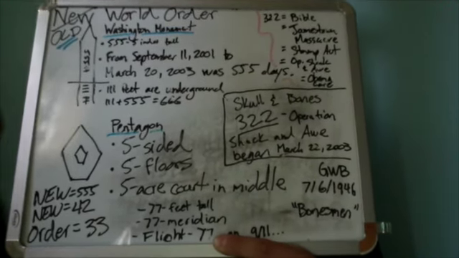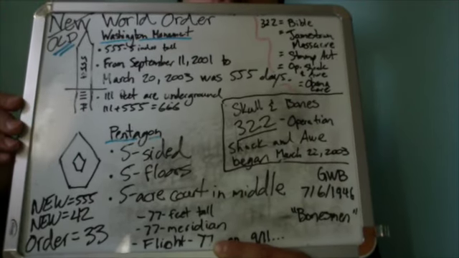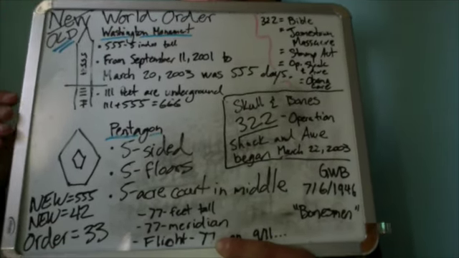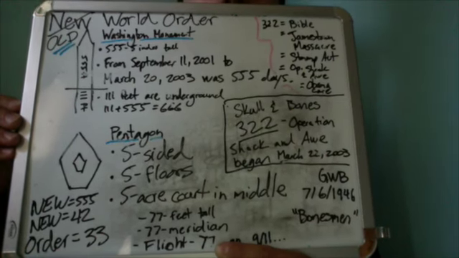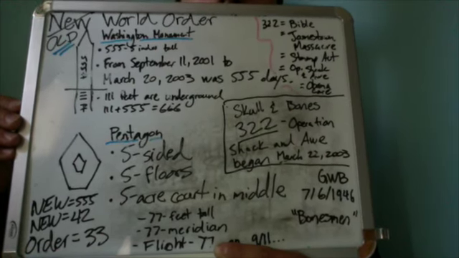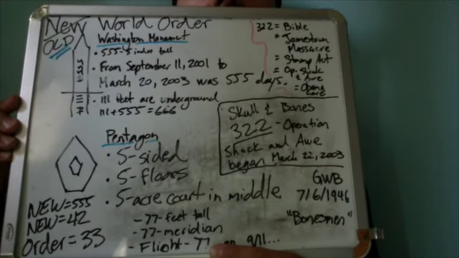The Iraq War, the second one, the one that began after September 11th, began March 20th, 2003. That is exactly 555 days after September 11th. From September 11th to the beginning of the Iraq War was, yes, 555 days. Go do it on a day calculator. It's amazing.